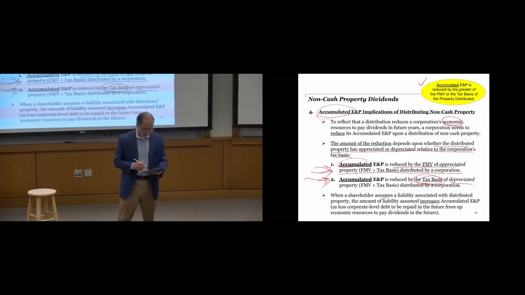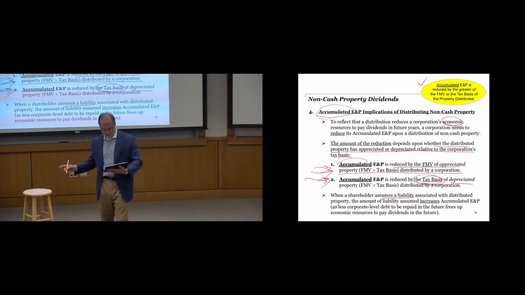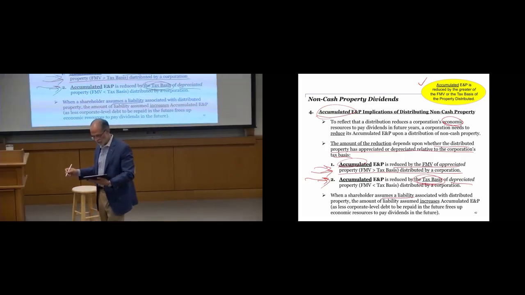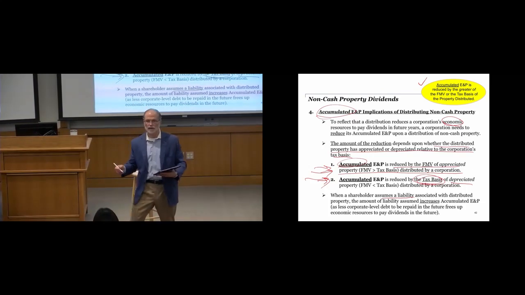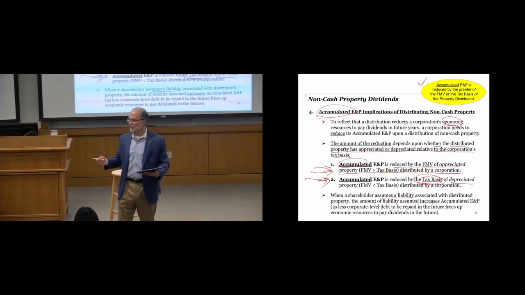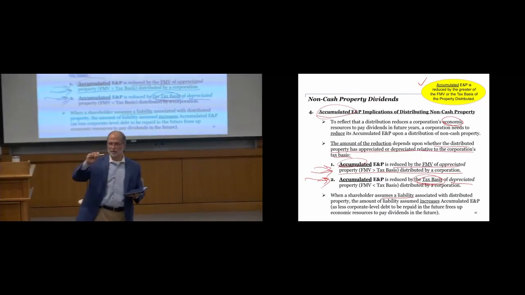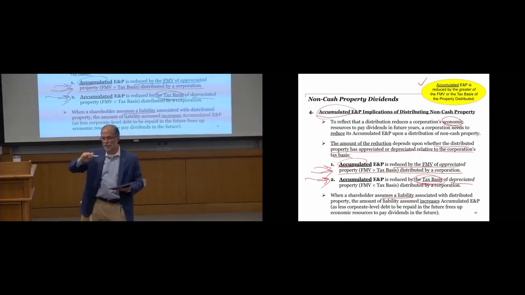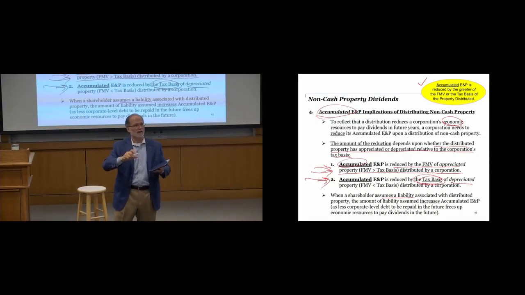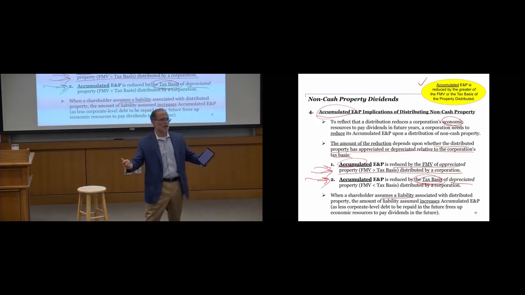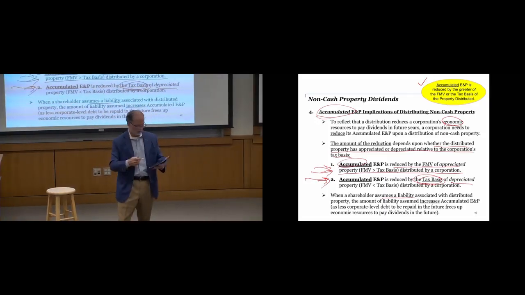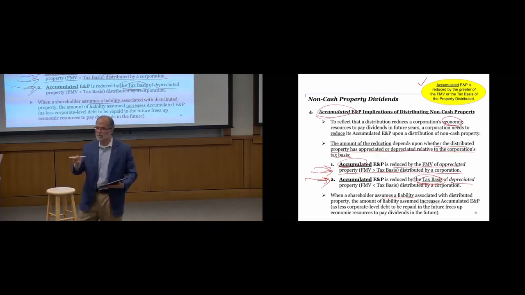Okay. When a shareholder assumes a liability associated with distributed property, the amount of the liability assumed increases accumulated E&P. Why does that make sense? Because my economic ability went up because now my assets are less leveraged. A liability leaves the balance sheet of a corporation and goes to a shareholder. Now I have, by definition, a dollar for dollar increase in my economic ability to pay a dividend, because I have less debt. I have more unencumbered assets. So if that liability was in there, I'd have to make that adjustment as well.